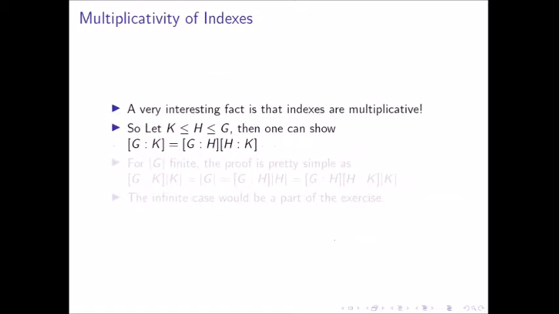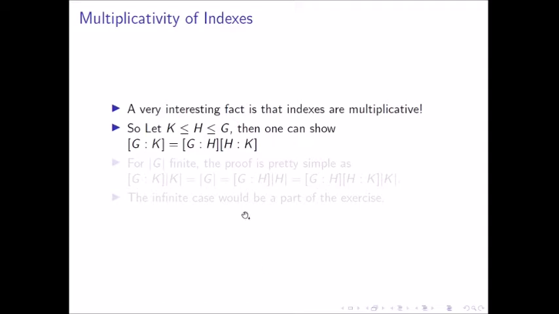And we are done. Indexes satisfy a very beautiful property over here called multiplicativity. So what is multiplicativity? It says that suppose K is a subgroup of H which itself is a subgroup of G. This would also say that K is a subgroup of G, right? As we had seen in the assignments. Then one can show that the index of K in G is basically the product of the index of H in G and the index of K in H.